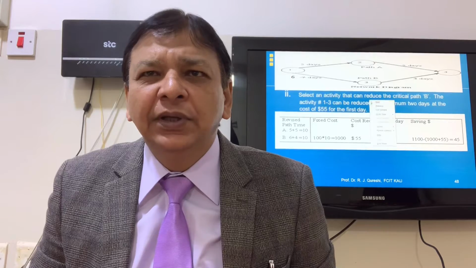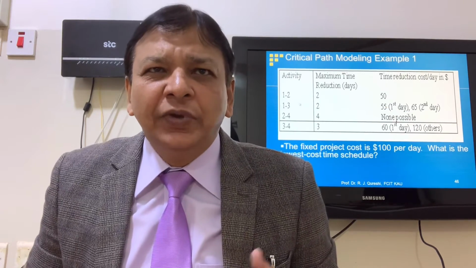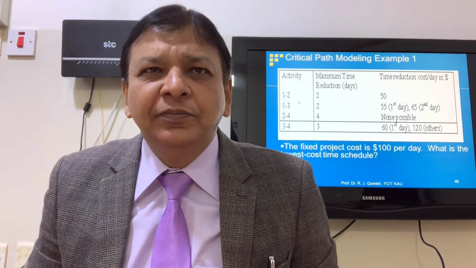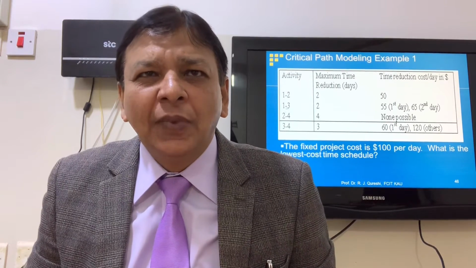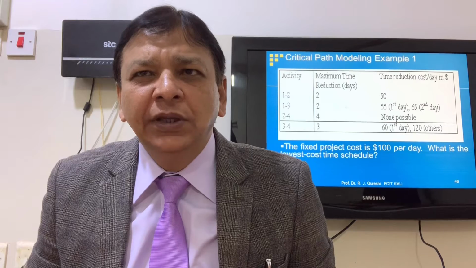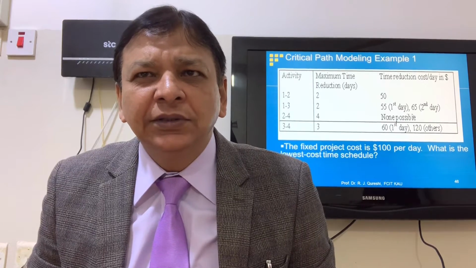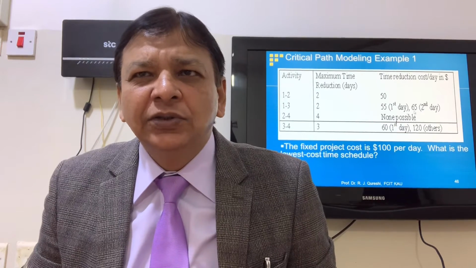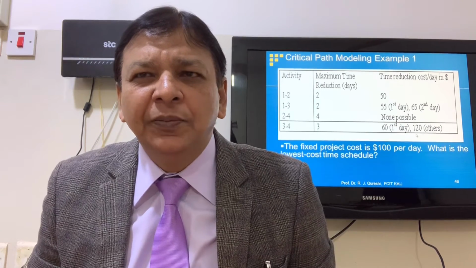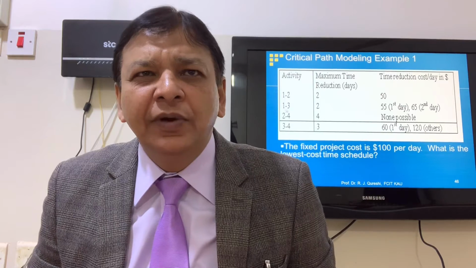Can we reduce further? We can reduce 2 days. So we have cut down only 1 day from 1 to 2. The second day cost is again 50. From 1 to 3, the second day cost is 65, whereas from 3 to 4, the second day cost is 120. 65 is economical as compared to 120. Cut down 1 day from 1 to 3.